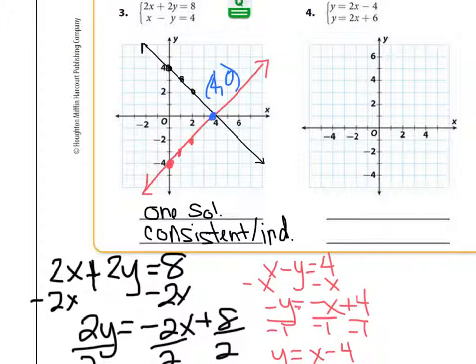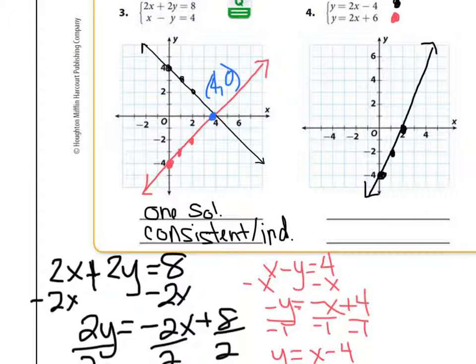All right, the nice thing about number 4 is they were both already solved for y. So the first equation, I'm going to put a little mark in black next to it, and the other one a mark in red. So the first one had a y-intercept of negative 4 and a slope of 2, which means 2 over 1. So up 2 over 1, up 2 over 1, and then draw as straight of a line as possible.